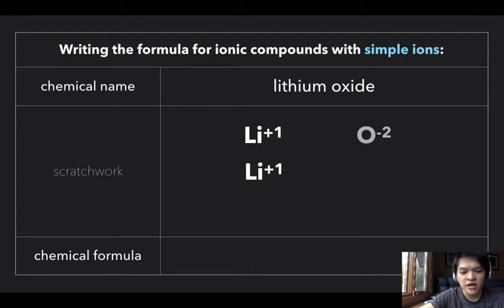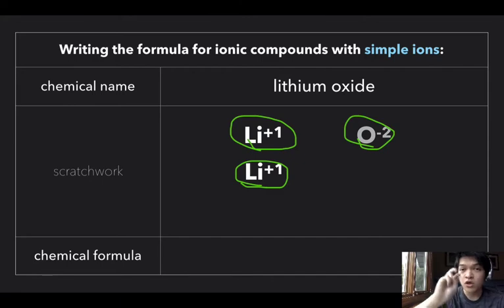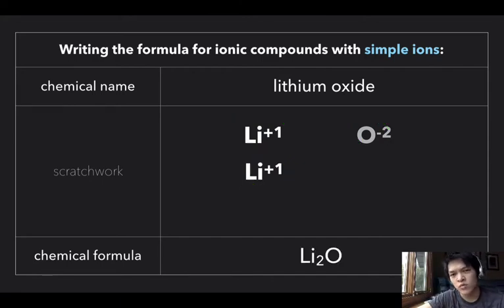So if we take a look at it, now look at the charge. There's a total of +2 charge now. There's also a total of -2. Good. Now the charges are canceling. We just have to write the chemical formula now. We need to make sure we know that there are actually 2 lithium ions, and there's only 1 oxide ion. So 2 lithiums, only 1 oxide. So our chemical formula should look something like this: Li2O.